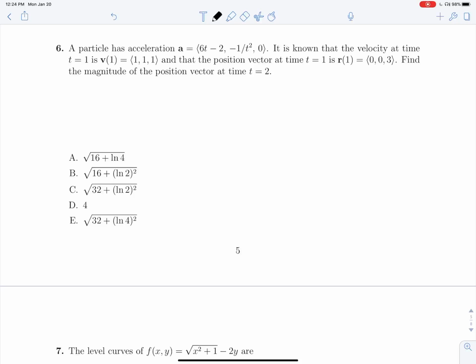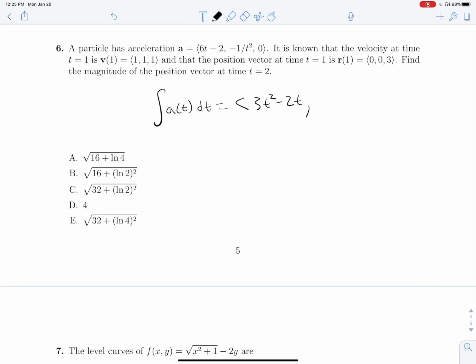All we have to do is integrate our components of A and match them up with our initial velocities and positions. So the integral of A of t dt for all these components will give us 3t squared minus 2t. And then we see that when velocity is equal to 1, we want this component to be equal to 1. If we plug 1 in over here, we're already meeting that condition, so we don't need to add any constants.